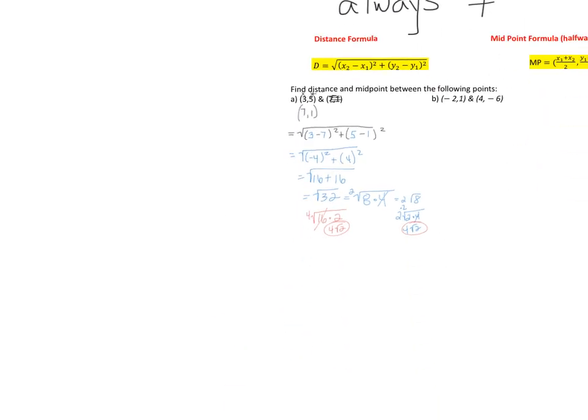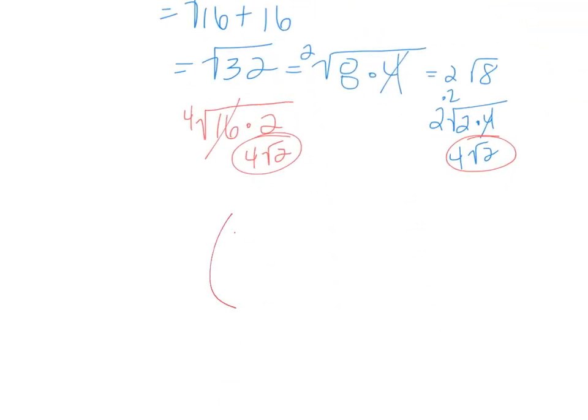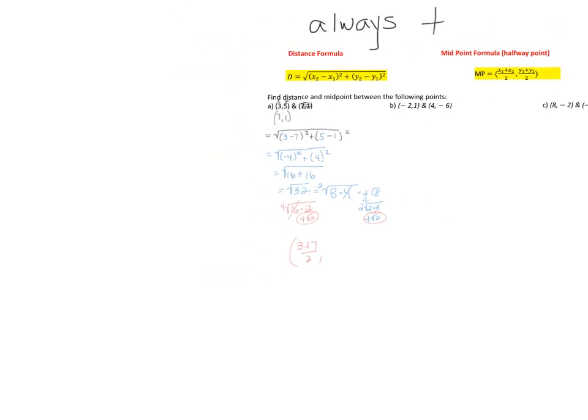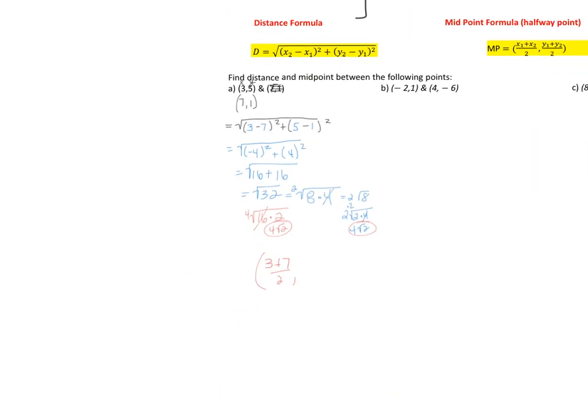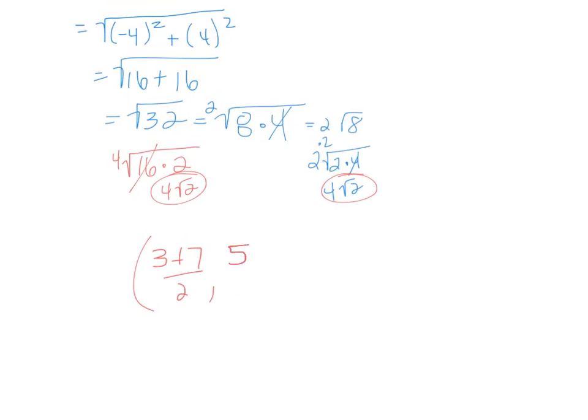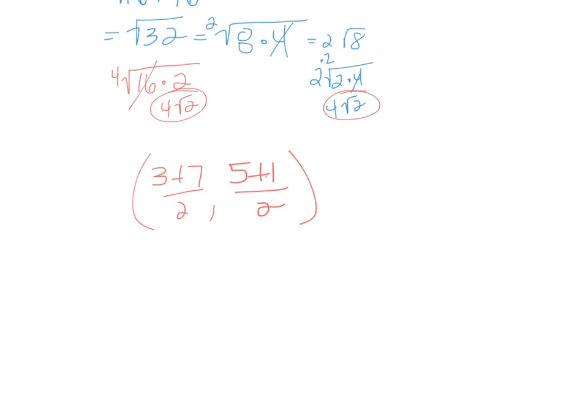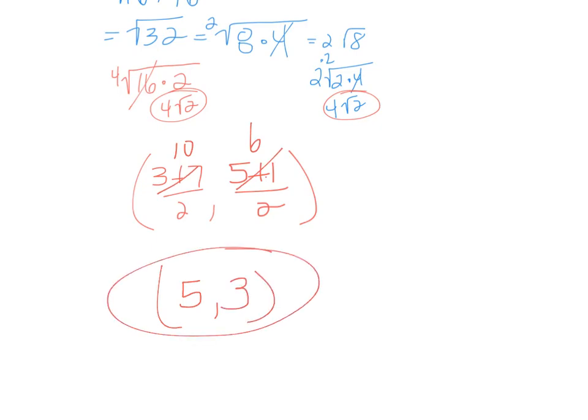So if I go back to my original problem, what are my x values? 3 and 7. So I'm just going to say 3 plus 7 divided by 2. And then what were my y's? 5 and 1. So 5 plus 1 divided by 2. Now simplify. What is 3 plus 7? 10. And 10 divided by 2 is? 5. What's 5 plus 1? 6. 6 divided by 2 is? Where's the middle? At the point 5, 3.